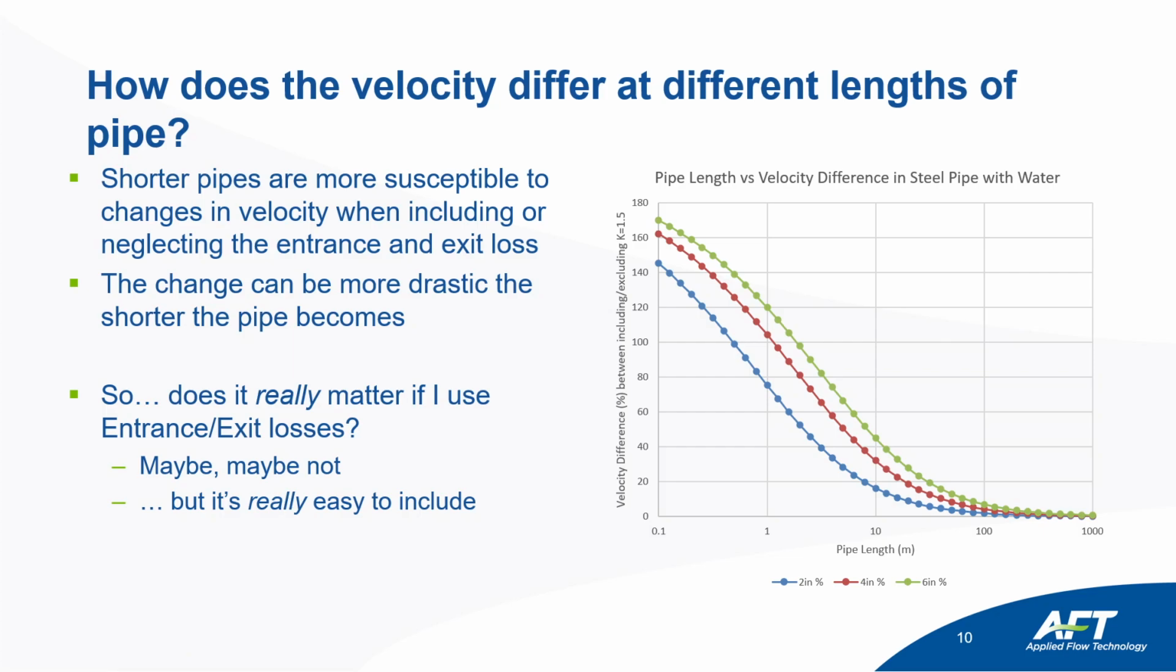So back to the original question. Does it really matter if I use entrance and exit losses? Still the ambiguous, maybe, maybe not. You need to determine for yourself whether they're important. Are your pipes long enough or short enough that it has an effect?